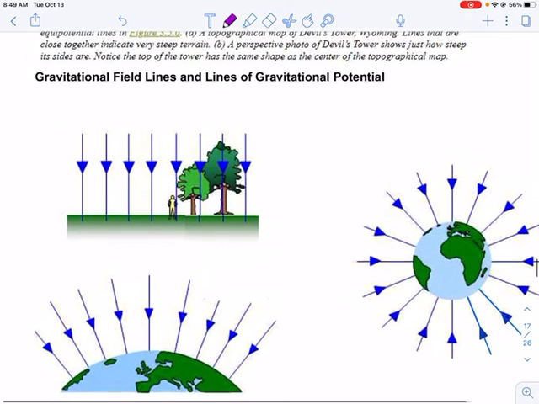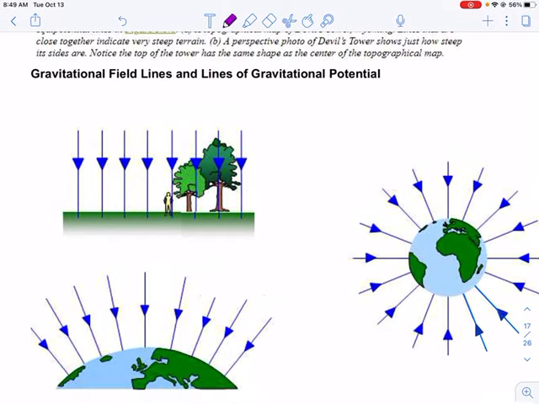So now let's think about the gravitational field. If I were going to draw lines of equipotential, they would look like this. These purple lines that I'm drawing are parallel, and any object that's somewhere on this line has the same potential.